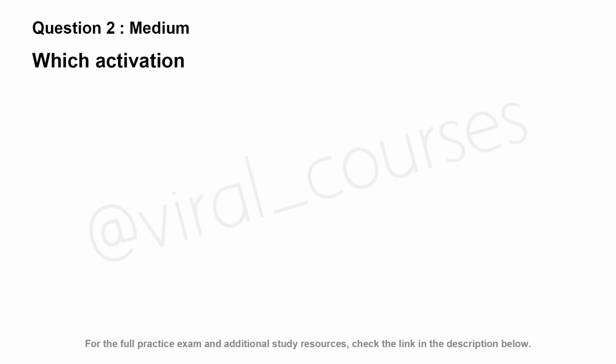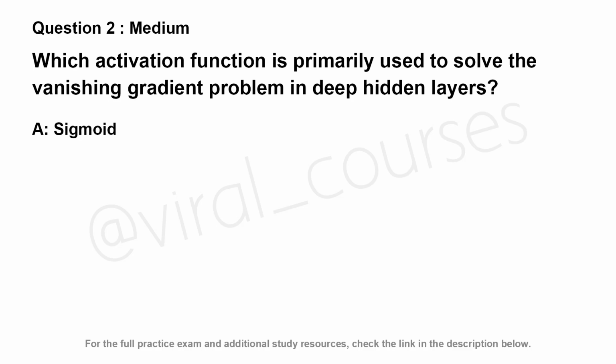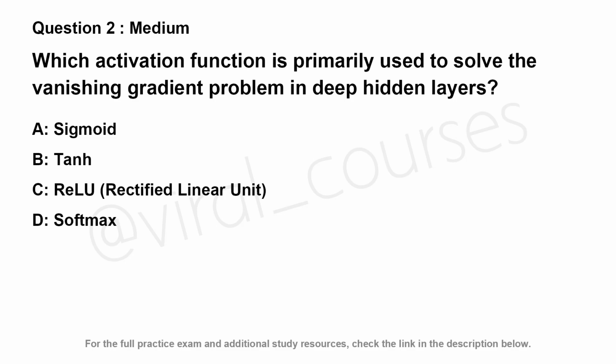Which activation function is primarily used to solve the vanishing gradient problem in deep hidden layers? Option A, sigmoid. Option B, tanh. Option C, ReLU, rectified linear unit. Option D, softmax.